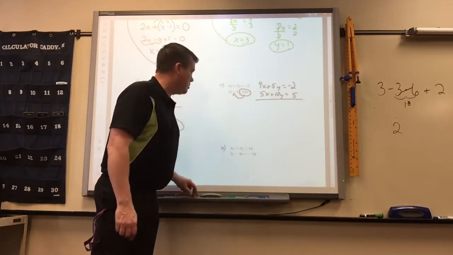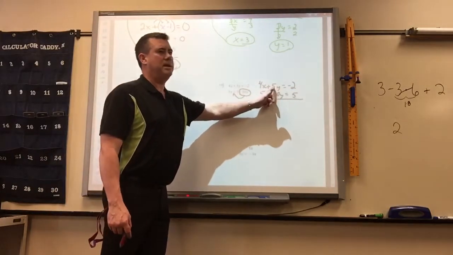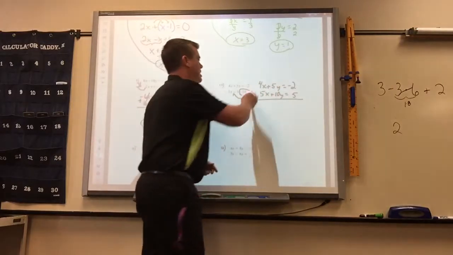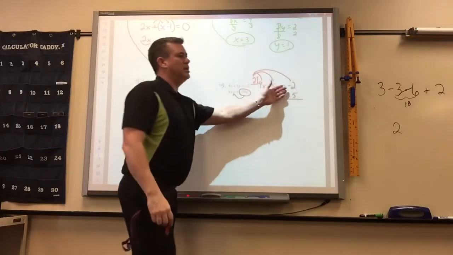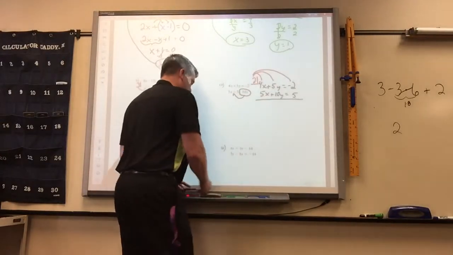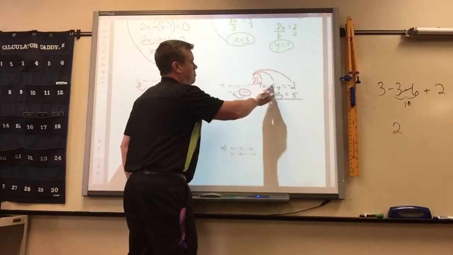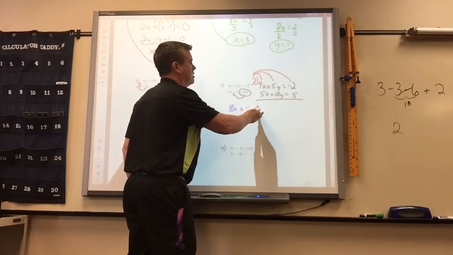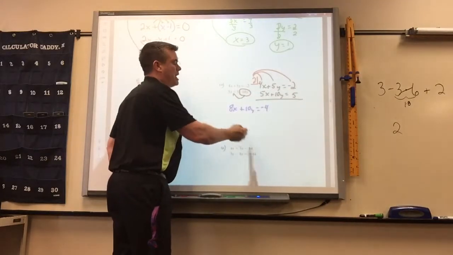The quickest way to match something up would be to make this 10. So take the top times 2. Remember to take all 3 of these. I remember when I used to do these, I always forgot the last one. So, this would become 8x plus 10y equals negative 4. Bottom one I didn't have to change.